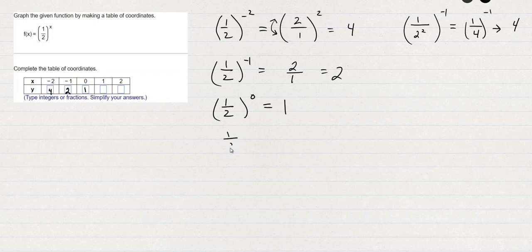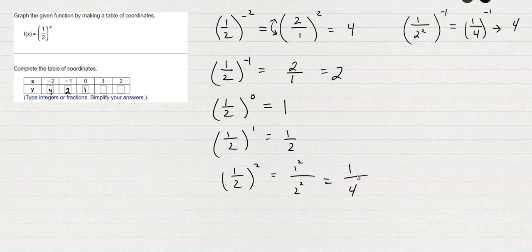And then 1/2 to the 1, and 1/2 squared. So you'd think of that as 1 squared over 2 squared, right? So 1 squared is 1, 2 squared is 4. So we'd have, I'm going to write it down below because it might get kind of messy when you see it in that box, 1/2 and 1/4.